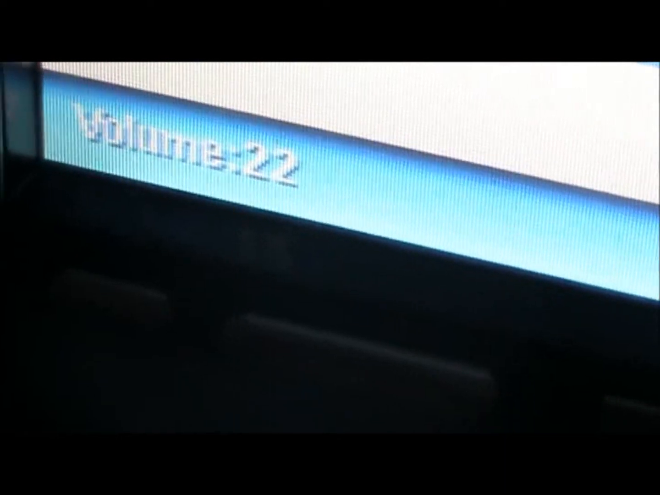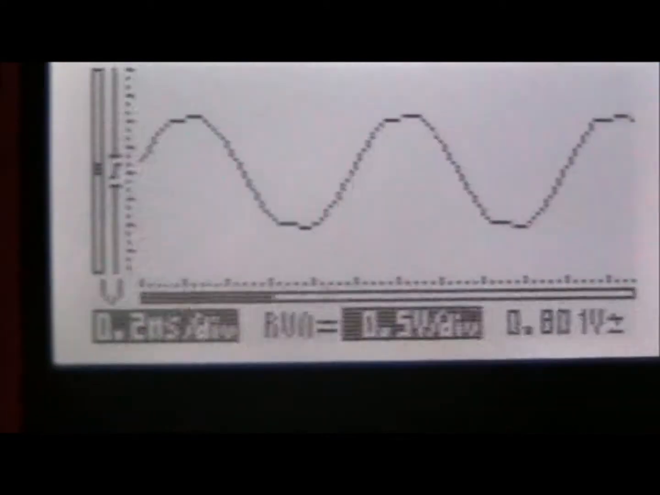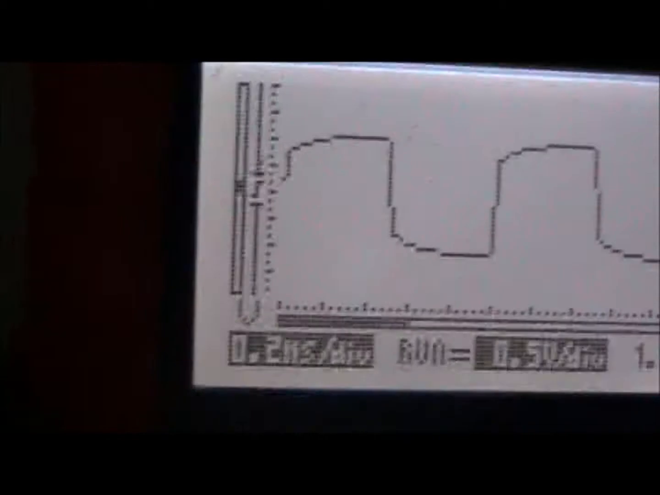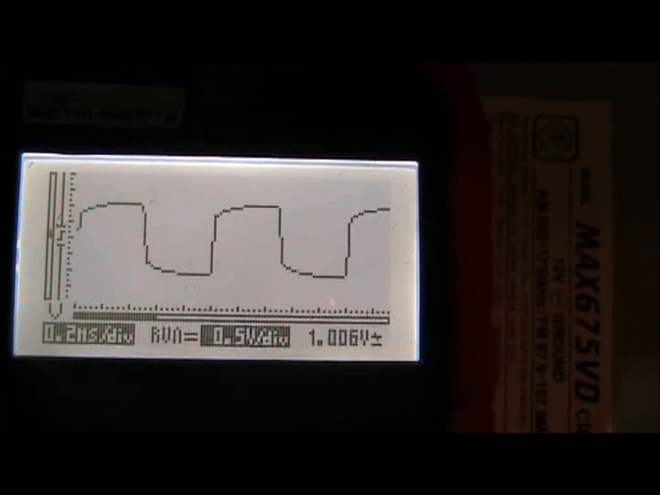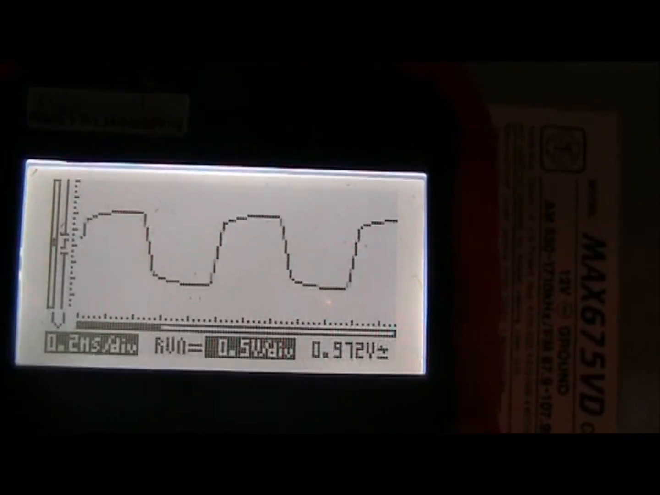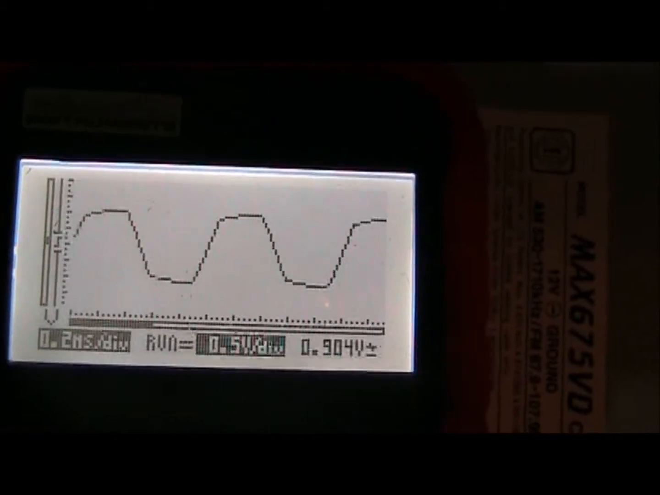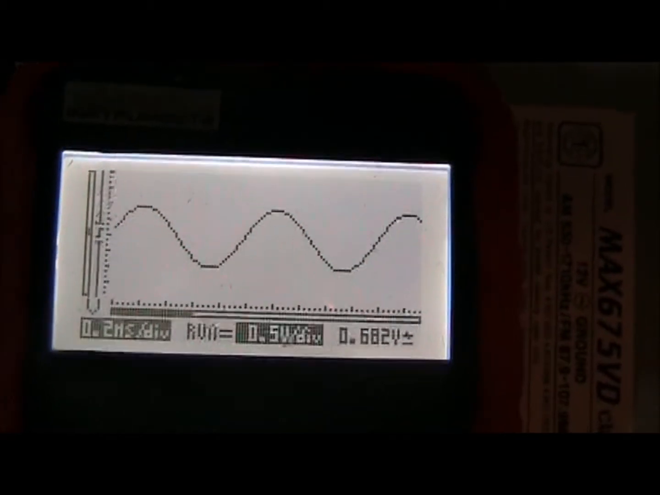So about 22 on this head unit is where it starts to get funky. So 23 is actually where it starts to square off, and this goes all the way up to 33. So 22 out of 33 is where this head unit clips. Let's see once again. 31, 30, 29, 28, 27, 26, 25, 24, 23, 22, she's good and round.